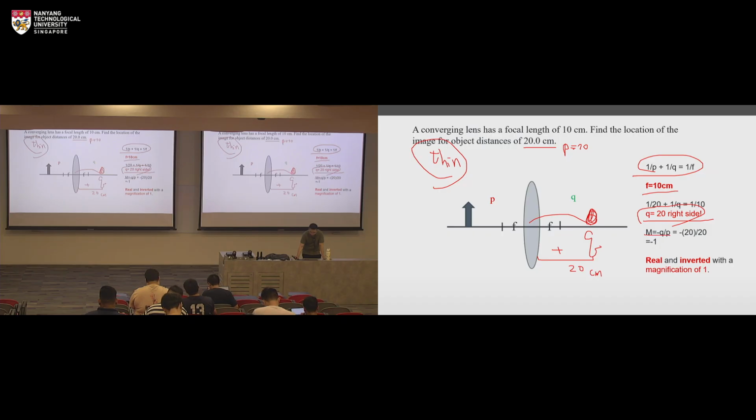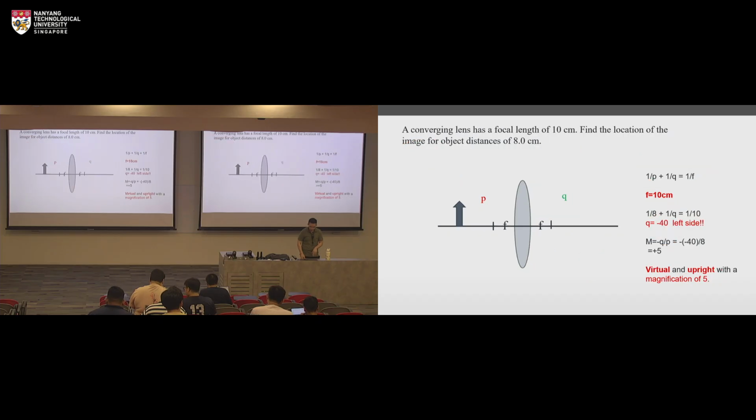And then if you calculate your magnification, which is minus Q over P, this is the exact same equation, then you'll discover that it's -1. So it means that it's inverted because it's a negative value. And then your magnification is 1, because your absolute value is 1.